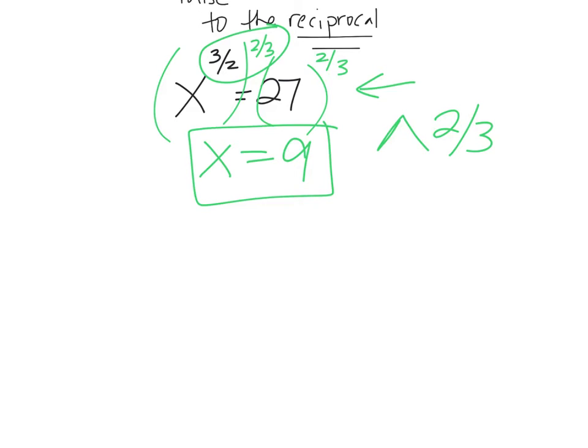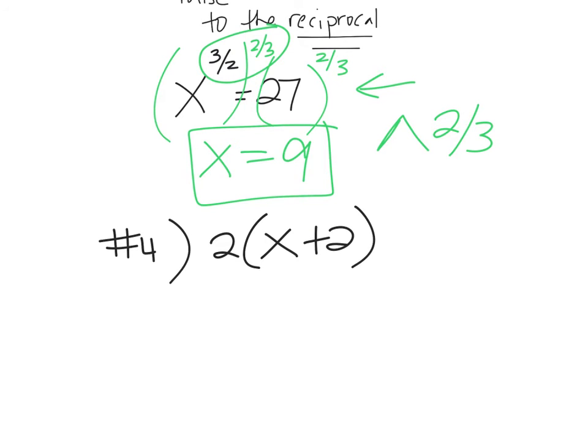Okay, so let's do some. Number 4. Sorry, I wasted our time. We only have 3 more to go. Here we go. 2 times (x plus 2) to the 3/2 equals 128. Okay, good question, though.